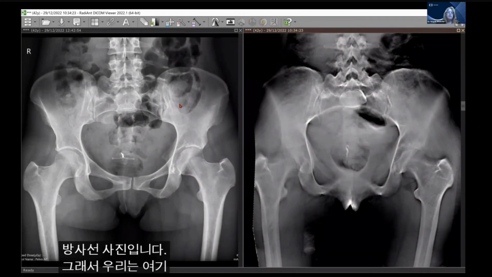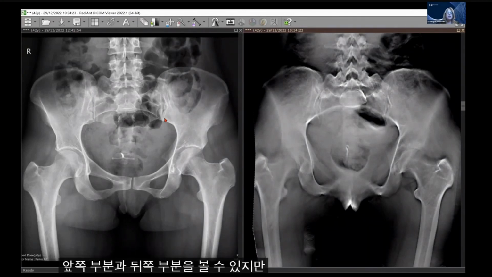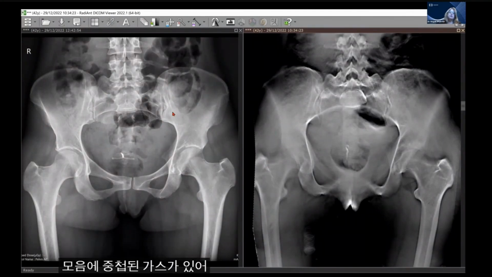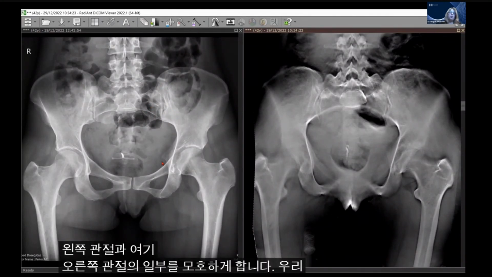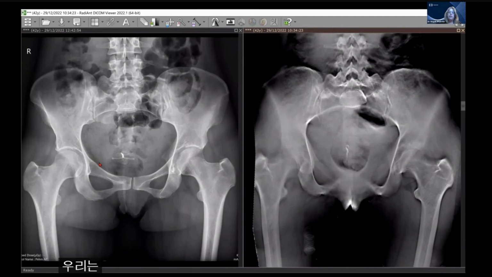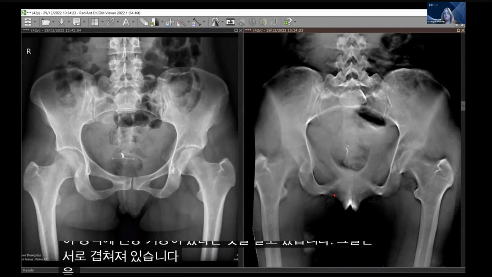So we know that here we have those sacroiliac joints, and they have this 3D configuration. We can see sometimes the anterior part, the posterior part, but it's very hard to see both parts of the joint. And also there's that superimposed gas in the bowel, which really obscures the left joint, and here parts of the right joint. We know that we have the posterior column, we have the anterior column. In this area, they're superimposed on each other.